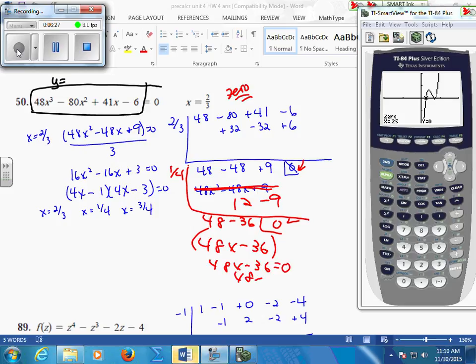I get 48x is equal to 36, and I divide by 48. And I reduce it down, so this is down to 3/4. So I found, algebraically, all my zeros. I could absolutely have factored this. That worked for me. I found them here.